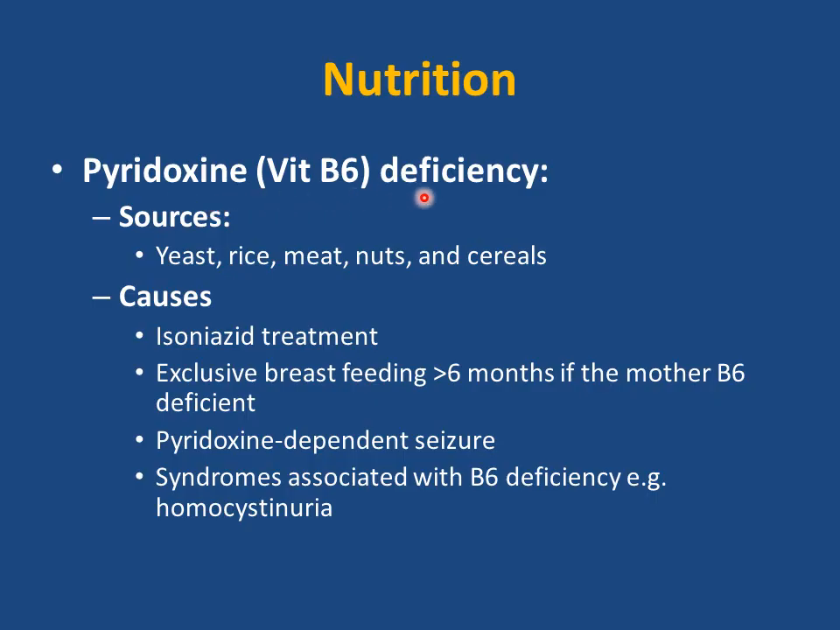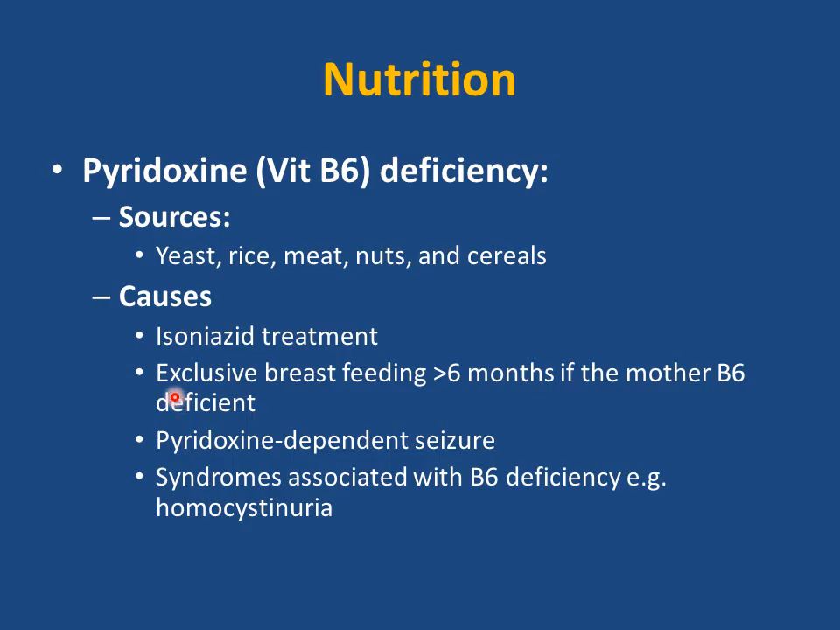Pyridoxine or vitamin B6 deficiency. Common sources of vitamin B6 are yeast, rice, meat, nuts, and cereals. The classic causes of B6 deficiency: isoniazid treatment. If anyone is receiving treatment for tuberculosis with INH or isoniazid, they should be supplemented with vitamin B6 in order to prevent the complication of B6 deficiency.